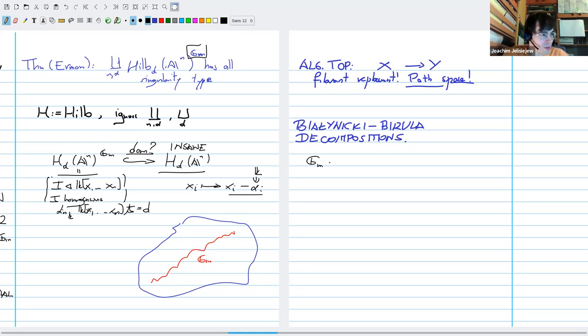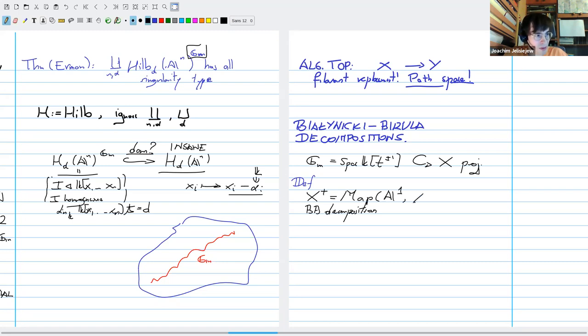So we start from a torus as before. I will even introduce a coordinate. And we start from its action on a projective variety. This projective assumption is really to make things easy for me, not for any other reasons. And then we can define this X plus, and this is the definition of the BB decomposition. This X plus is just defined as the space of maps from A1 to X that are G_m equivariant.